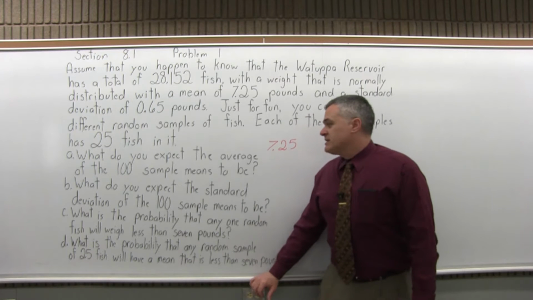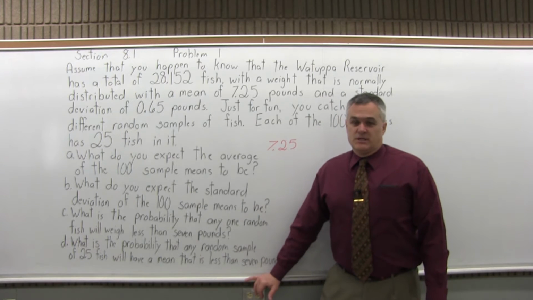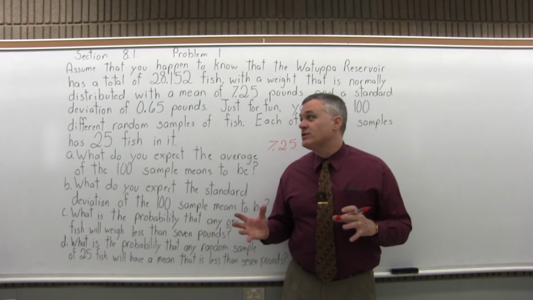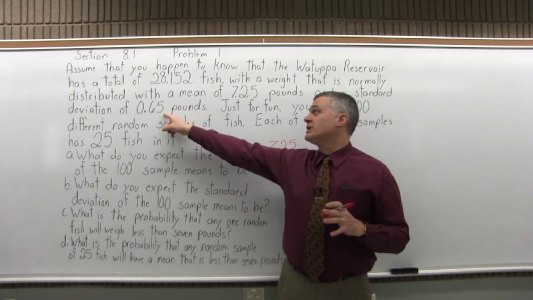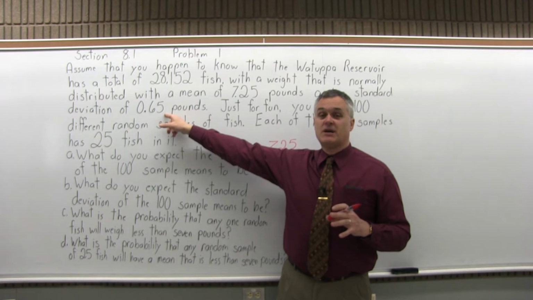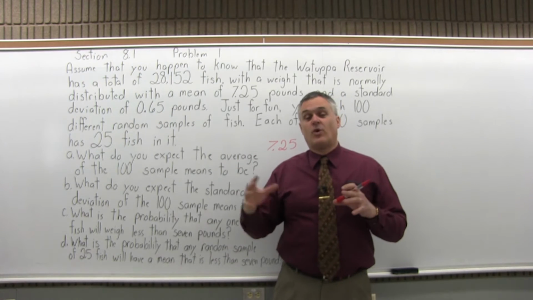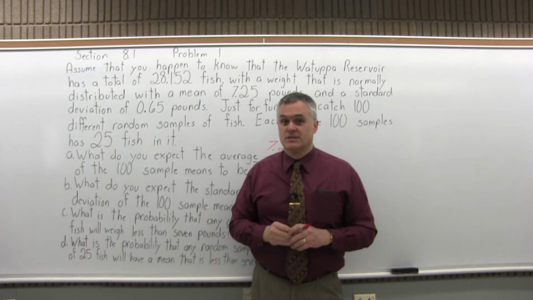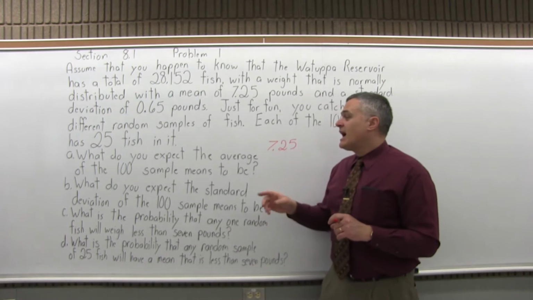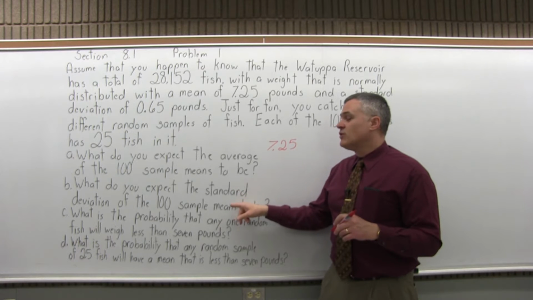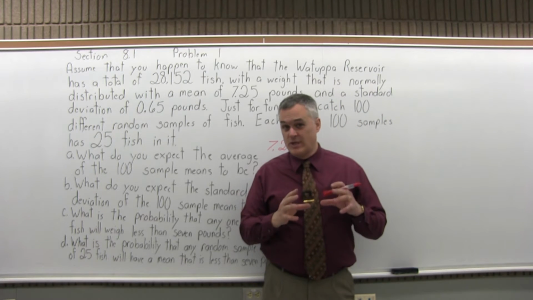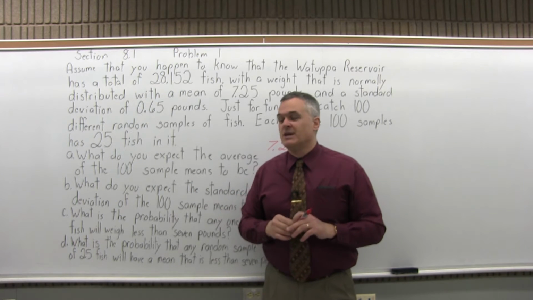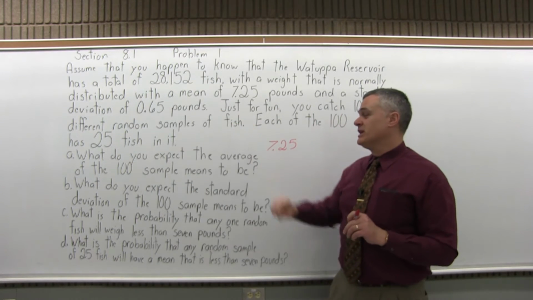B, what do you expect the standard deviation of the 100 sample means to be? Again, standard deviation is a measure of how spread out your data is. The standard deviation for the population in general is 0.65 pounds. That means on average, from one fish to the next, the difference in their weight is 0.65 pounds. But now for B, they're asking how spread out the 100 sample means are. From one sample mean to the next, how spread out are they? And it's not the same as the population.